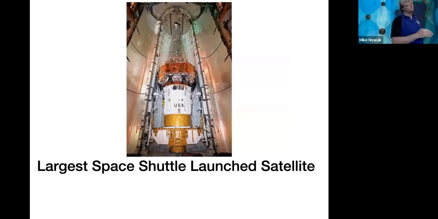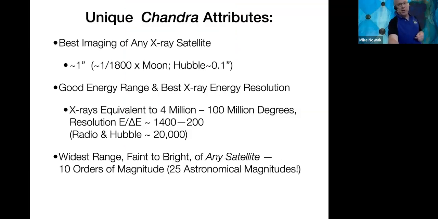However, this is a real photograph of it sitting in the bay of the space shuttle. You can see there's about 2 inches left in the bay. It really was as big as could possibly be fit into the space shuttle. One of the reasons why it had to be so big is because of the difficulty of focusing X-rays, and we're going to talk about that in a moment.